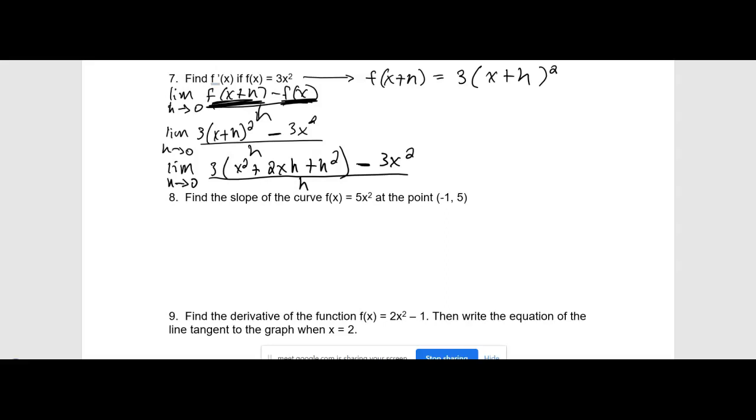You can see now that 3 can get distributed, so that's your next step. So go ahead and do that. Let's distribute our 3. 3x squared plus 6xh plus 3h squared, and then we still have minus 3x squared all over h.